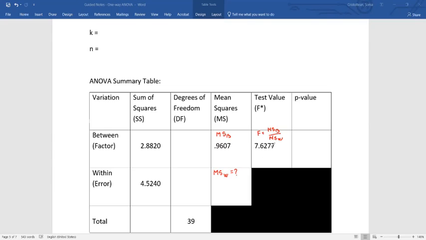Just by plugging in the formula, I will say F, which is 7.6277, equals MSB, which is 0.9607 divided by MSW. So to solve for MSW, I will simply cross multiply and then, of course, divide by that number, which is 0.9607 divided by 7.6277. So use a calculator to do so. And let's see what we get for MS within.